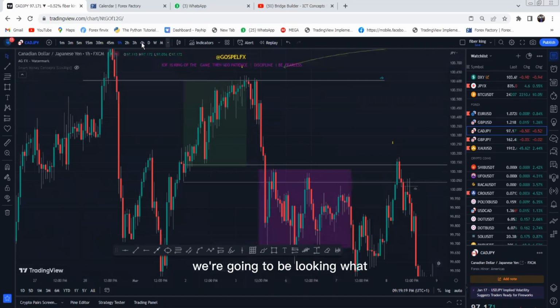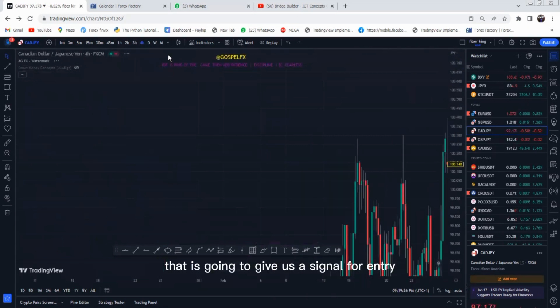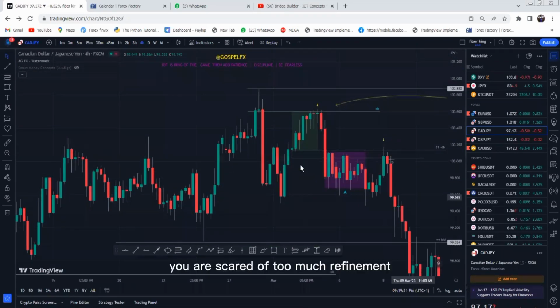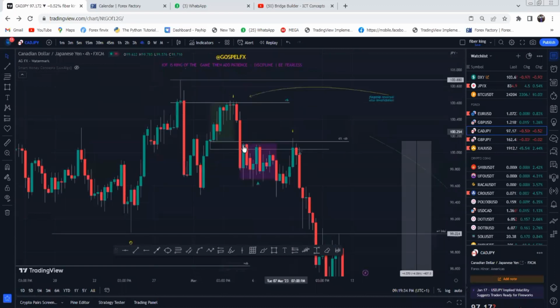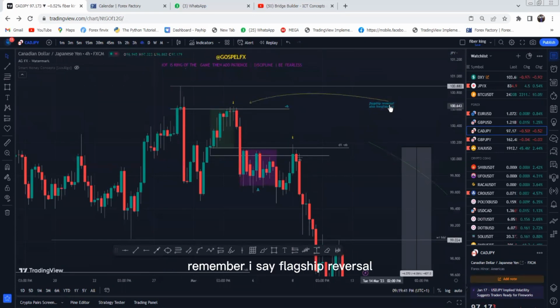We're going to be looking at which zone inside this POI is going to give us a signal for entry. Now, if you're scared of too much refinement, immediately price comes back to this fair value gap, you can just sell with good risk management and put your stop loss right at the high here. Remember, I said flagship reversal, and that's also my invalidation: if price takes back the high of that flagship reversal, it means we are not going bearish.